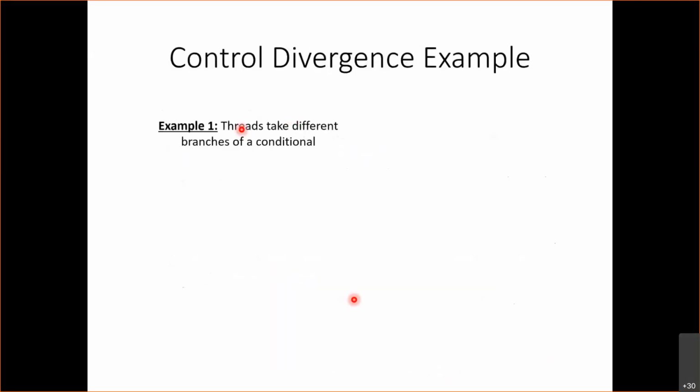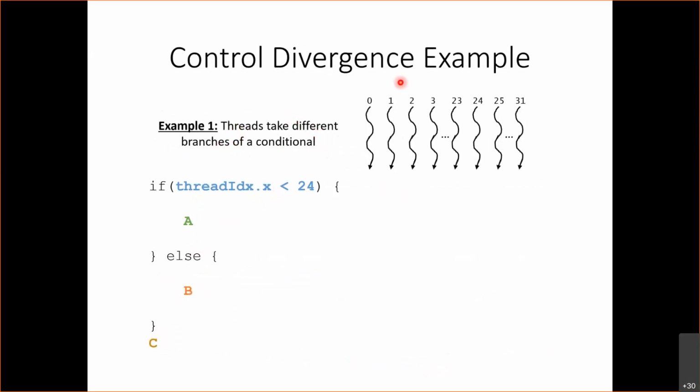So let's say I have threads that take different branches of a conditional. If I have code like this, where I have if threadIdx.x is less than 24, then execute code A, else execute code B. And then after the if statement, I execute code C. So if I am the first warp in the block, and that refers to threads 0 to 31, what's going to happen in this case is threads 0 to 23 want to execute A, whereas threads 24 to 31 want to execute B.